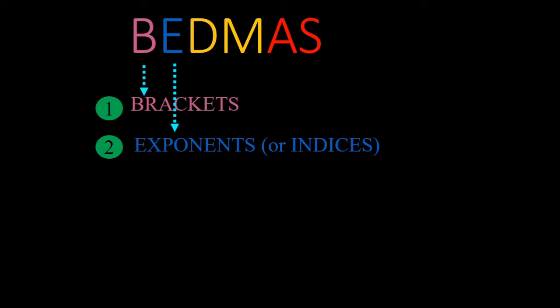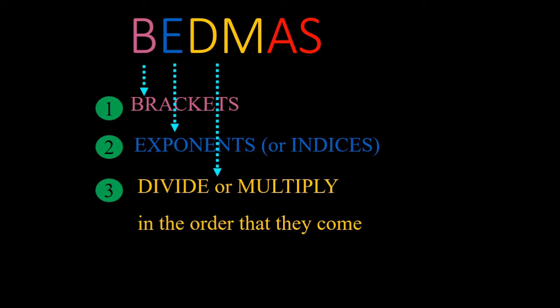Next, we've got two letters which are both in yellow. That's because these two letters are two operations which happen at the same time. So next is division or multiplication. And I don't mean that they're going to happen simultaneously, but I mean they'll happen in the order that they appear in. So sometimes you'll say BEDMAS, sometimes you'll say BEMDAS, depending on the order of the calculation.